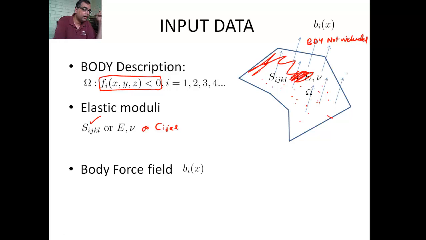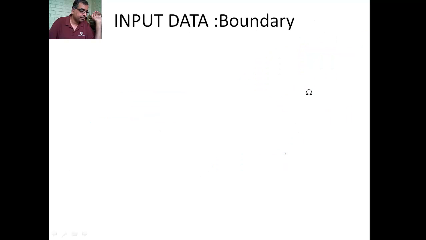Then I have to give the body force field. Can you see that? It's like forces acting on the body. This is action at a distance. It cannot be something that has to do with contact. It has to do with action at a distance. Okay, very good. Then I have described the interior. Now I have to describe the boundary. This is where the real challenges are.